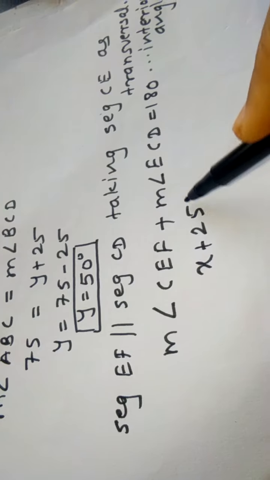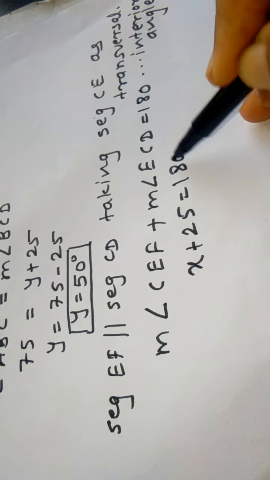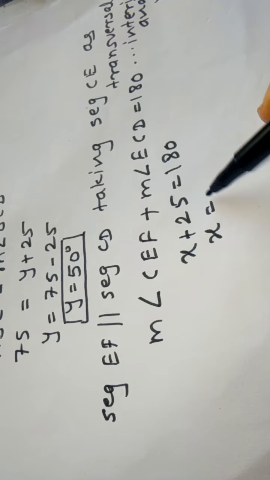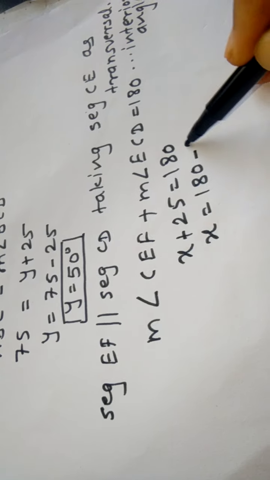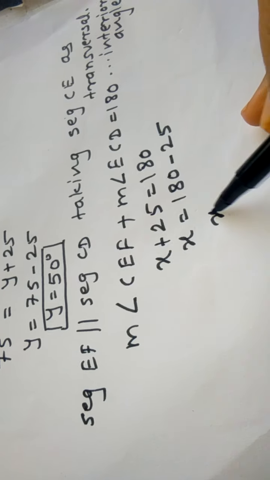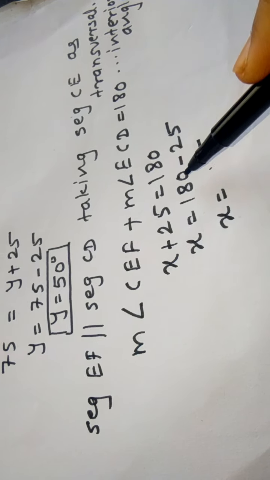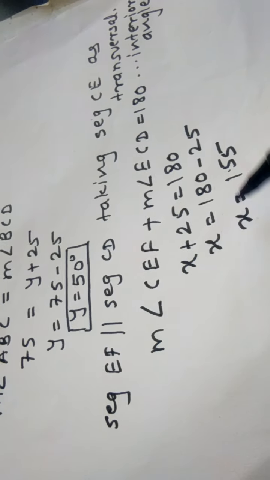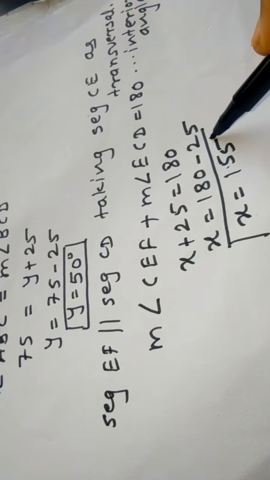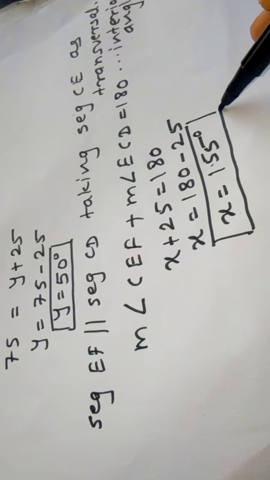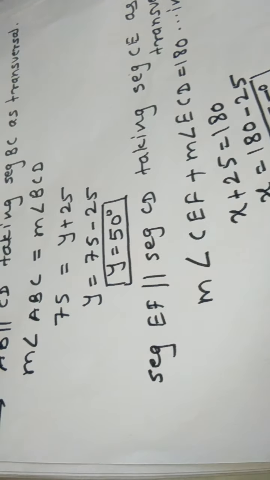X plus 25 is equal to 180 degrees. That is X is equal to 180 minus 25. 10 minus 5 is 5. 17 minus 2 is 15. That is the value of X is equal to 155 degrees. Okay.